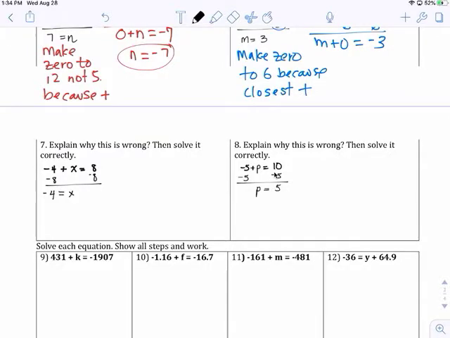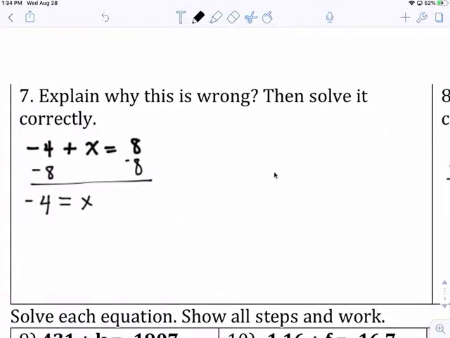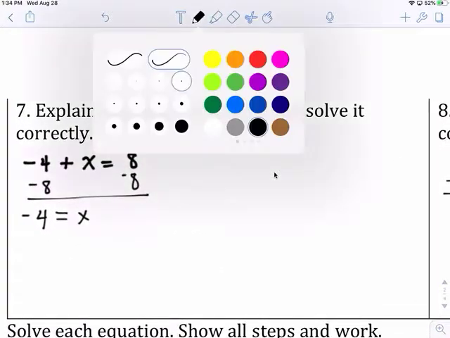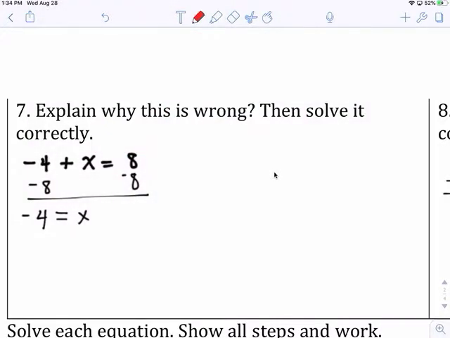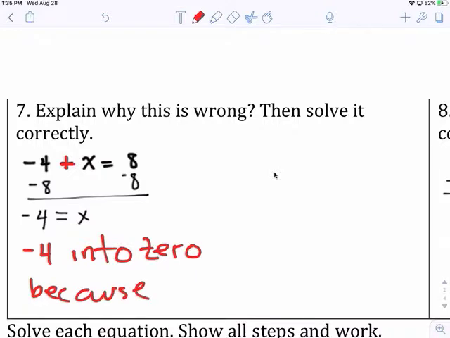And this one, what did they do wrong? Same as the other ones. They should have made, here's the plus sign, -4 into 0 because of the plus. Okay, not the 8, because if you had a wall, the 8 does not have it. So let's redo this. Plus x equals 8.